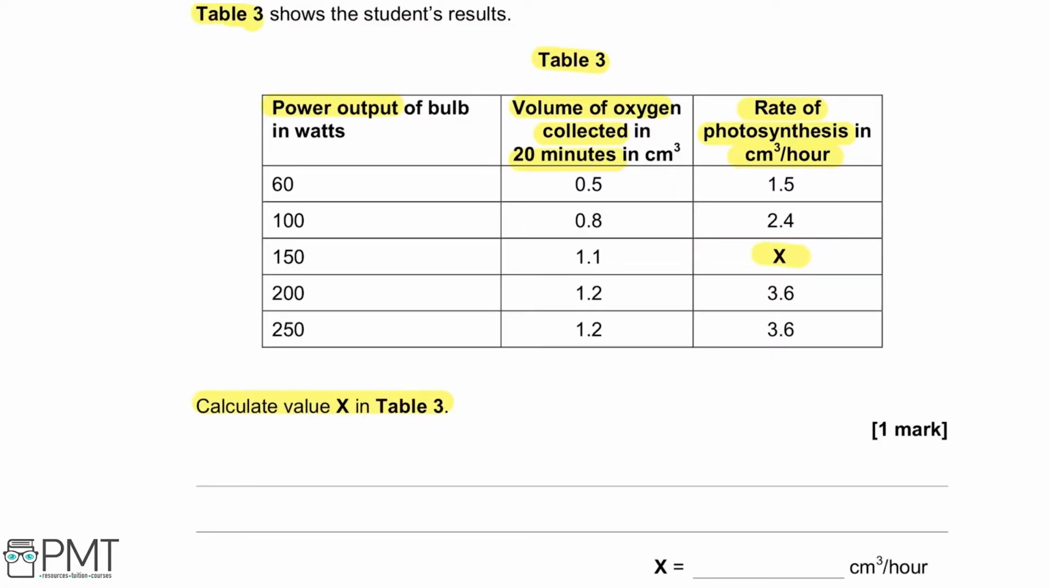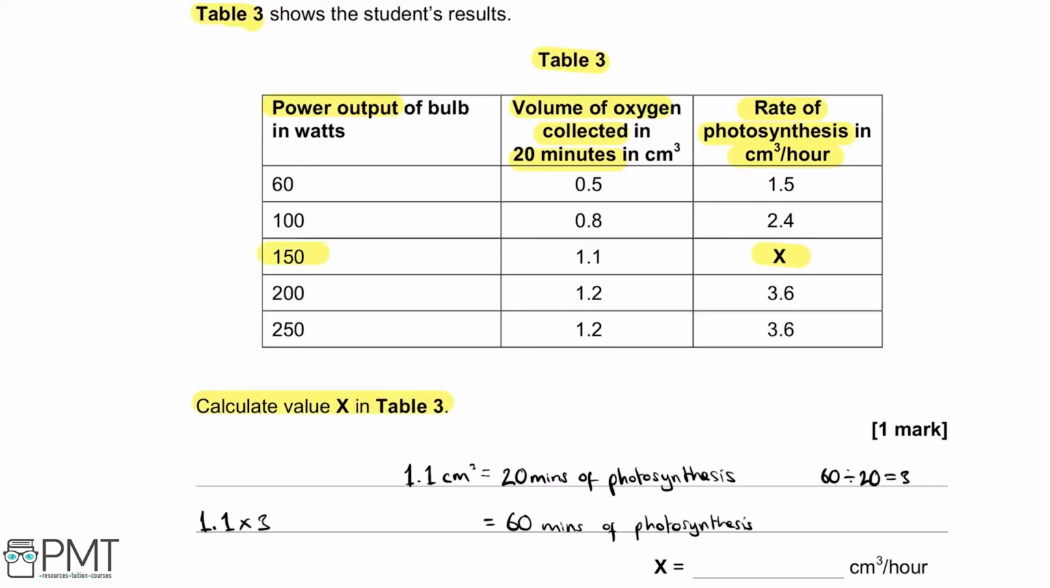So here is x in the final column. We're calculating the rate of photosynthesis in centimetres cubed per hour for a bulb that has a power output of 150 watts. So looking at this, we've got our known value of 1.1, and that's the volume of oxygen collected in 20 minutes. So that's 20 minutes worth of photosynthesis, and we're looking for x, which is an hour's worth of photosynthesis. So how many sets of 20 in that 60? Well, that's 60 over 20, which is 3. So 1.1 multiplied by 3 is 3.3. That's how many centimetres cubed are produced in an hour. So that's the answer you're going to get there.